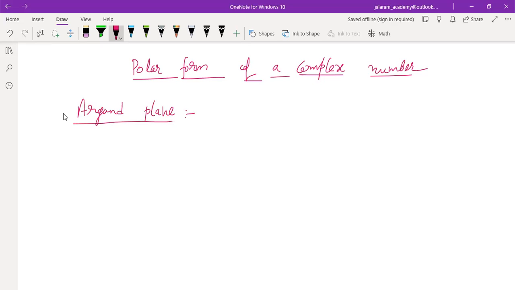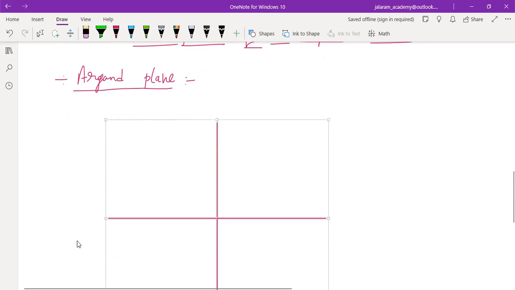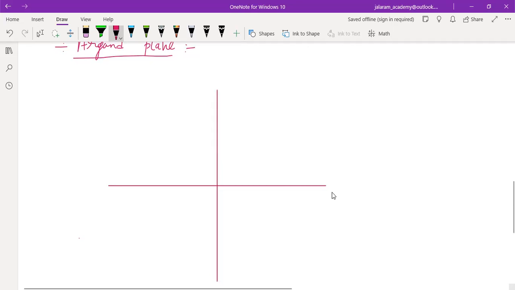Argand plane. In real numbers, we have studied the Cartesian plane. The Cartesian plane means a plane containing two axes, the x-axis and the y-axis. In the Argand plane, it also contains two axes, one horizontal and the other vertical. In the Cartesian plane, the horizontal axis is called the x-axis. But in the Argand plane, though it is equivalent to the x-axis, this axis is called the transverse axis. Is that clear to you?